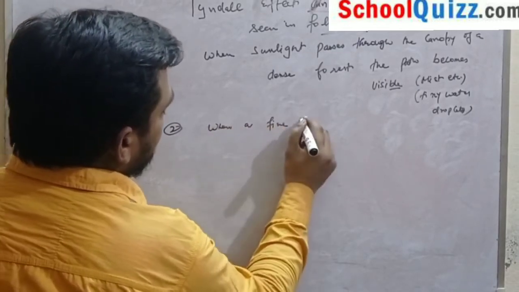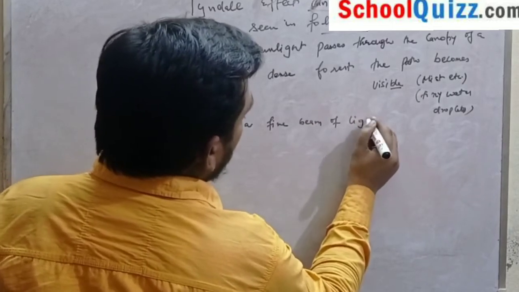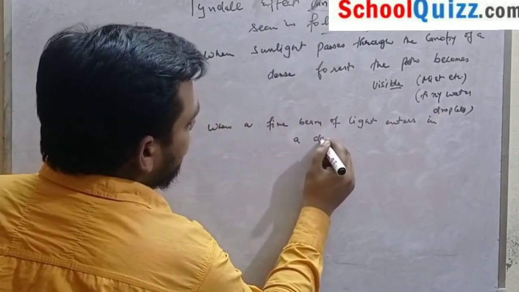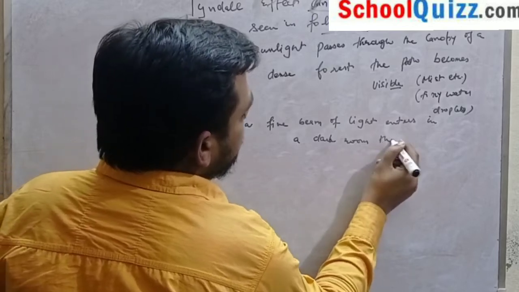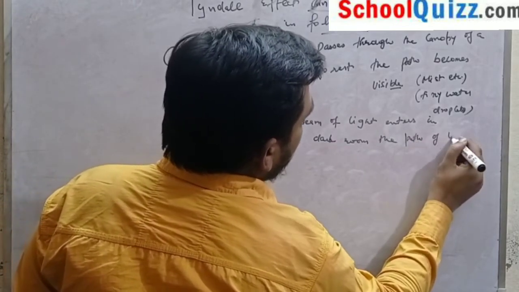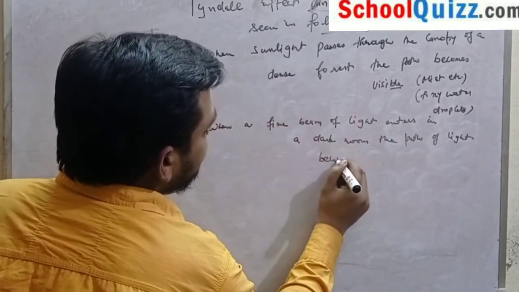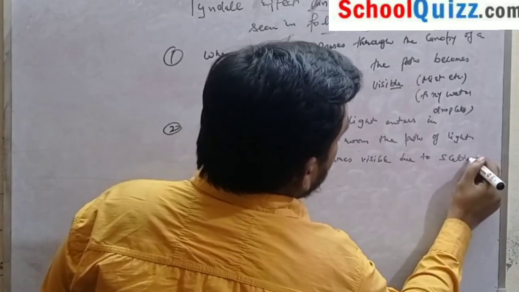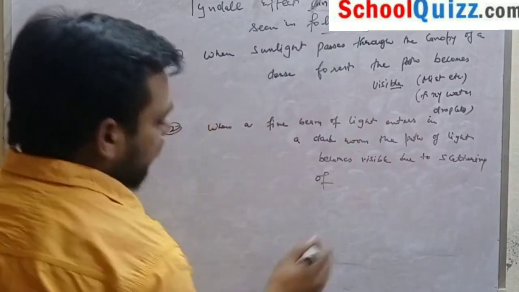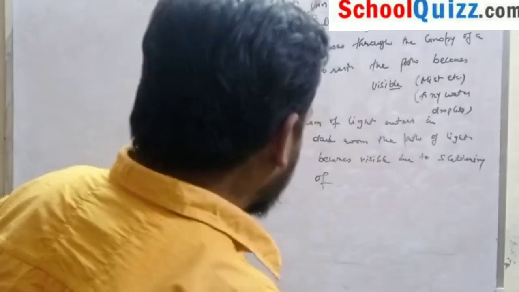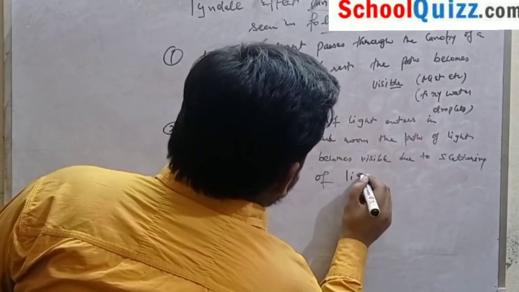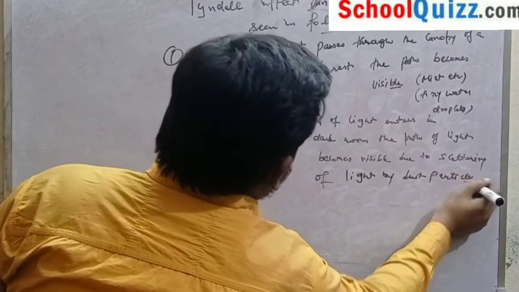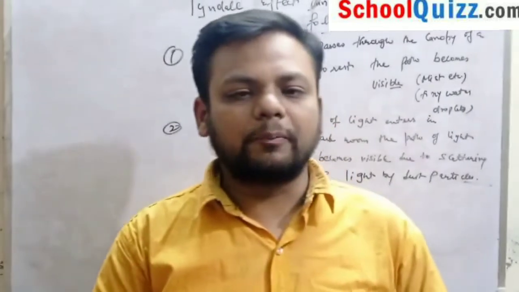Second is when a fine beam of light enters a dark room, the path of light becomes visible due to scattering of light by dust particles. So this is all for today's topic, that is Tyndall effect.